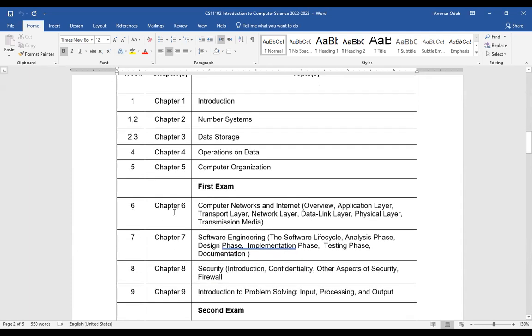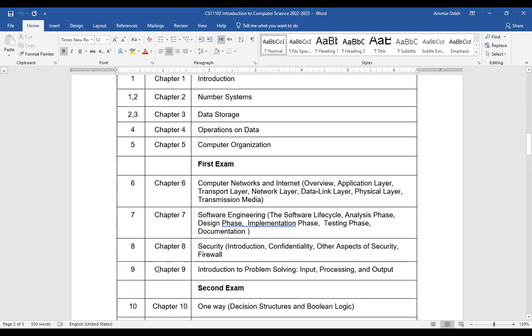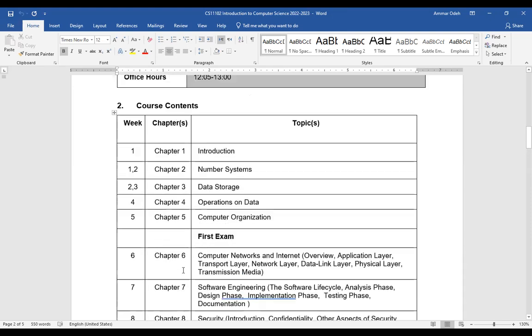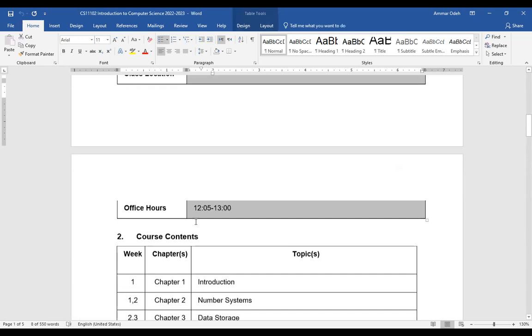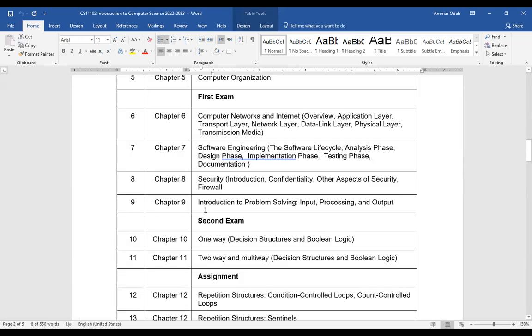And then we will cover chapter 6, which is computer networks and the internet, chapter 7, software engineering, and chapter 8, security. And then we will start with chapter 9 from the second book, Starting Out with Programming Logic and Design. Okay, so we will cover the introduction to problem solving, input, processing and output. Chapter 10 is one-way decision structure and Boolean logic. Two-way and multi-way, which is if, else, and so on, and nested if.